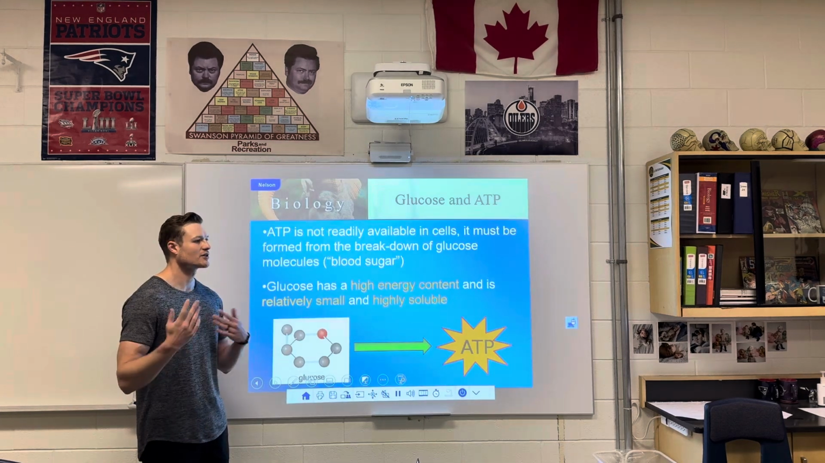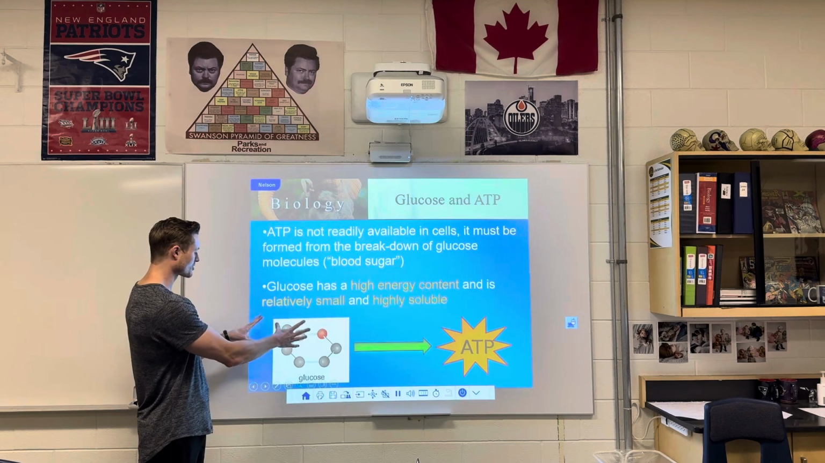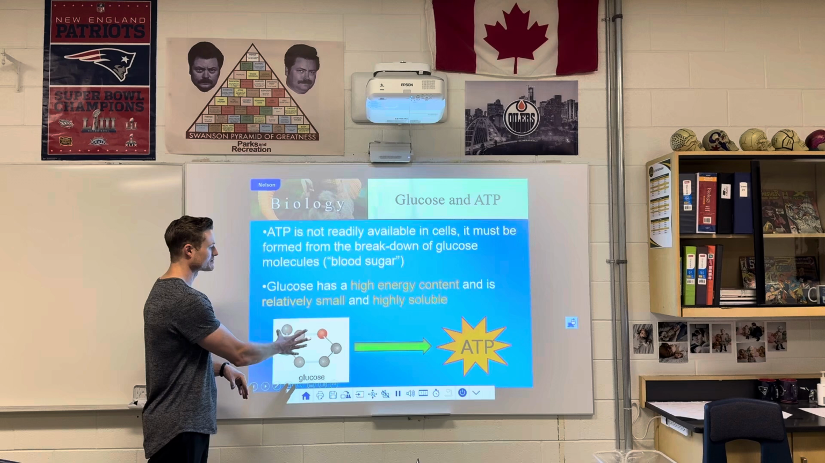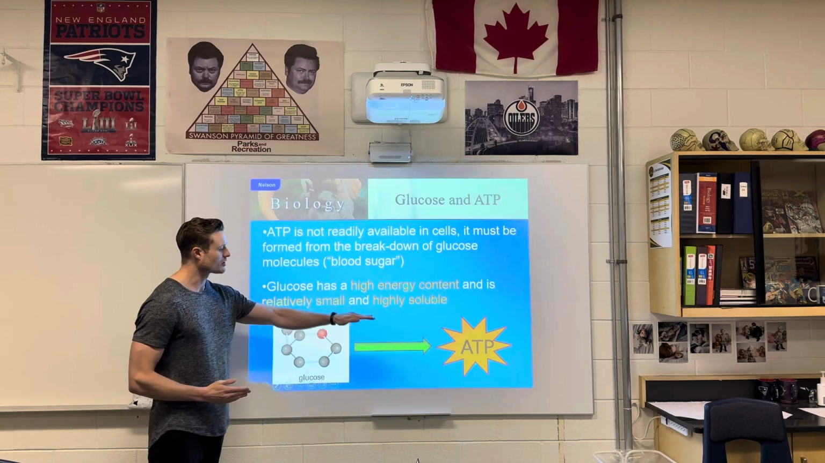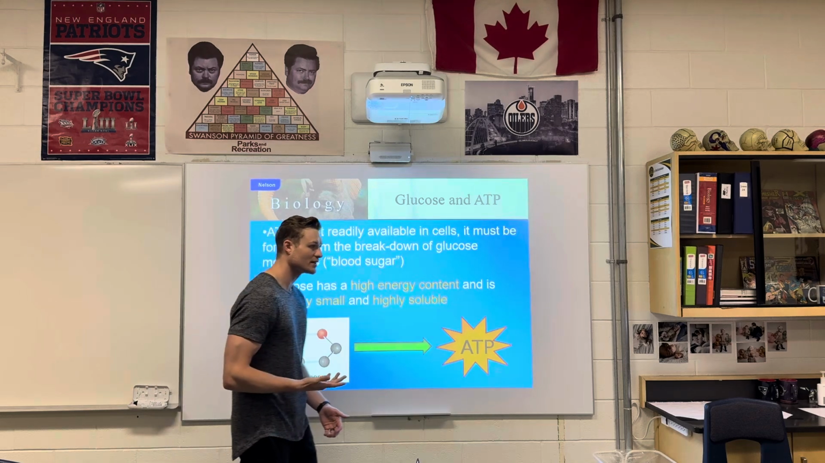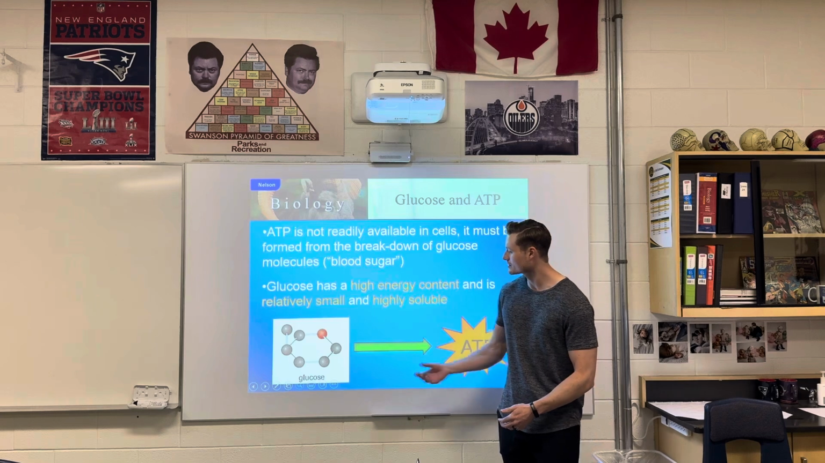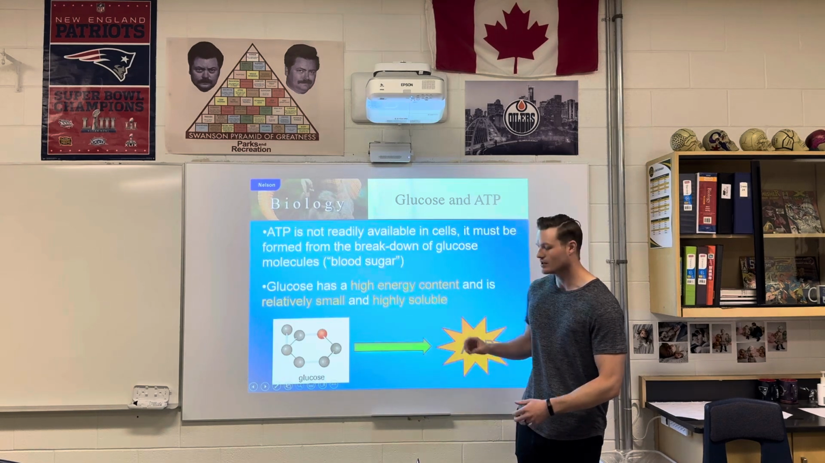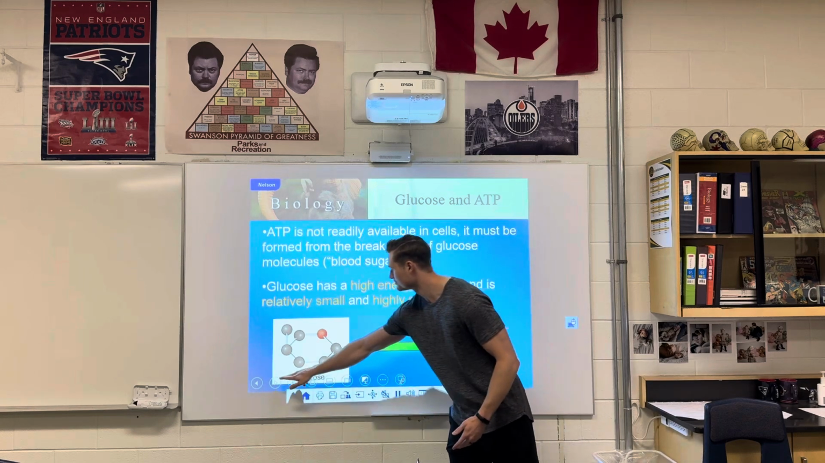Okay, so back to my conversion analogy. We are going to take our high energy molecule, our $100 bill, our glucose molecule, and convert that into usable energy molecules called ATP. So ATP is not readily available in our cells. What we need to do is take the glucose from the food we eat, break it down into ATP, and then use that ATP to run our various cellular functions.